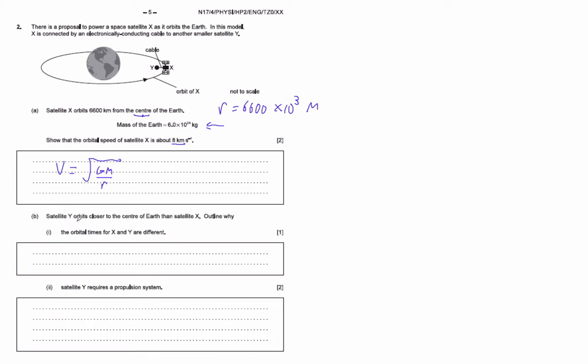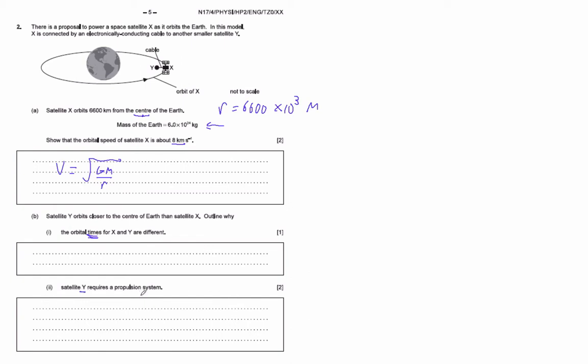All right. Satellite Y orbits closer to the center of the Earth than satellite X. Outline why the orbital times for X and Y are different. Well, because R is different, right? So Y will actually go faster. It also, by the way, has a smaller distance to go. I didn't find that in the mark scheme, but the racetrack there is a shorter distance, right? And so the combination of going faster and having a shorter distance to go would tend to change the period, right?